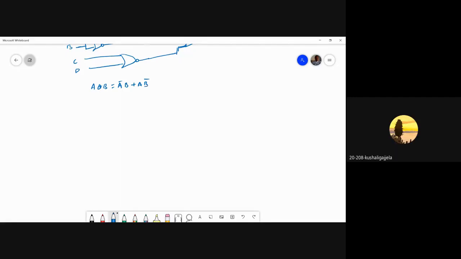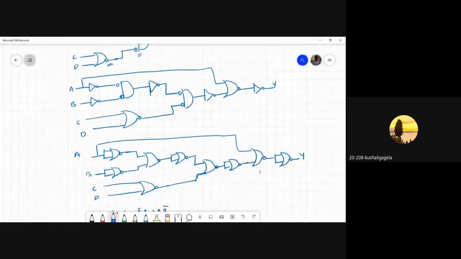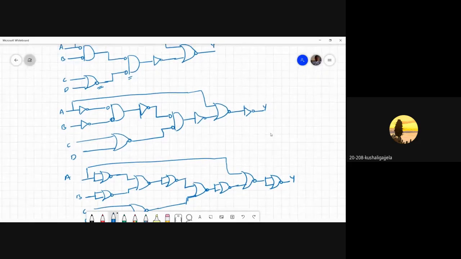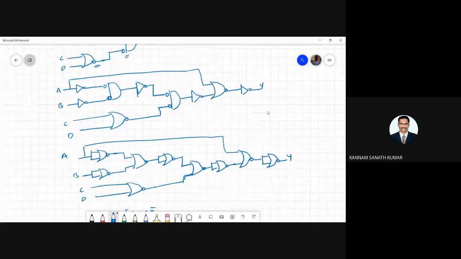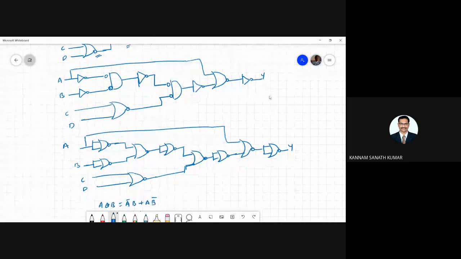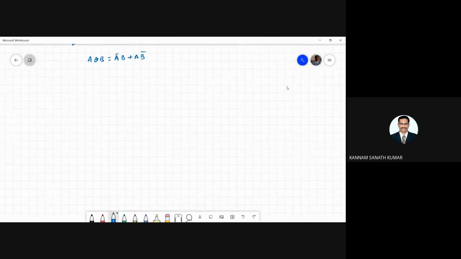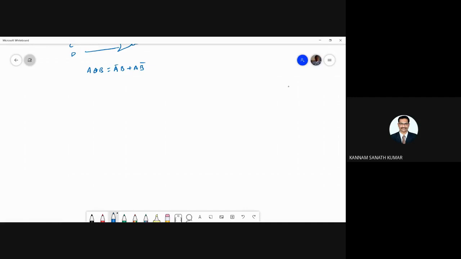Any doubt in this? Sir, once scroll down, sir. Okay, sir. Okay. So A XOR B is nothing but A bar B plus AB bar. So this is a XOR gate. This is the XOR gate with inputs A, B. So Y equal to A XOR B. It is equal to A bar B plus AB bar.